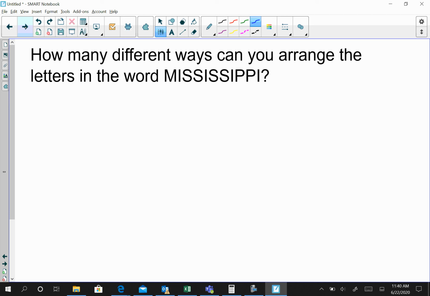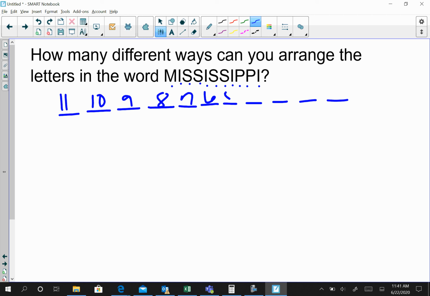All right, how many different ways can you arrange the letters in the word Mississippi? All right, so you would think this is kind of the same thing. I have 1, 2, 3, 4, 5, 6, 7, 8, 9, 10, 11 letters in Mississippi. 11 letters, so this would be 11 factorial, right? Because I have 11, 10, 9, 8, 7, 6, 5, 4, 3, 2, and 1.